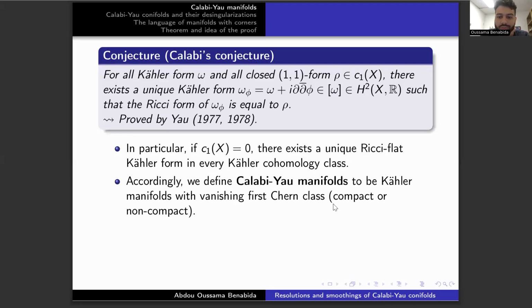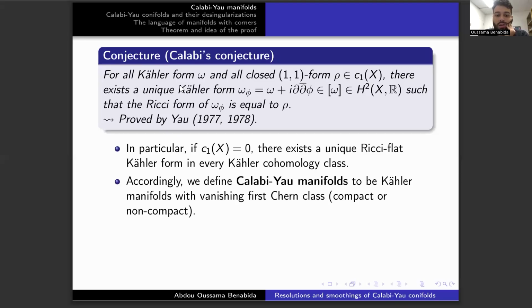So here we will use this definition, whether X is compact or non-compact. But this conjecture proved by Yau is proved for X a compact closed Kähler manifold. It is not a result for any general Kähler manifold, whether compact or non-compact. So here, this conjecture supposes that X is a closed manifold.